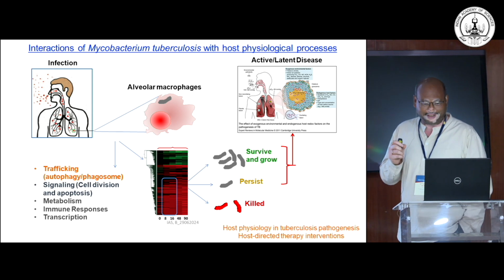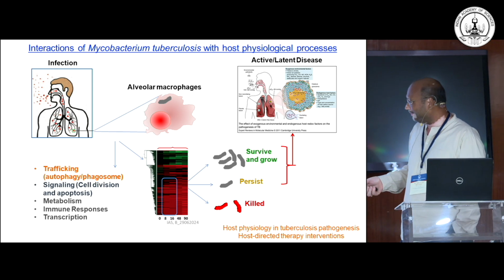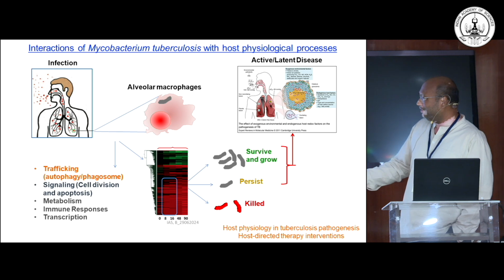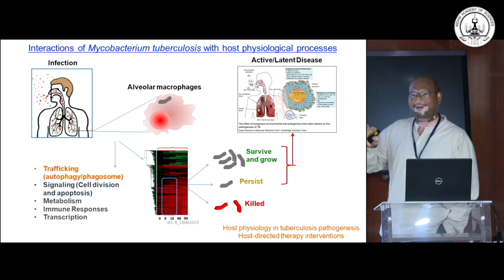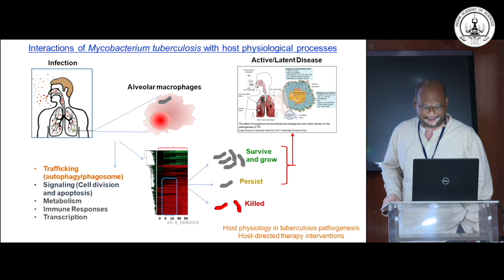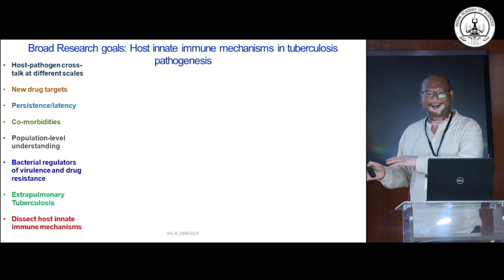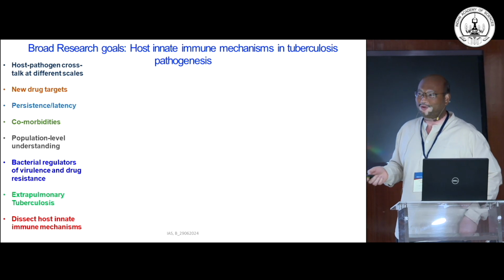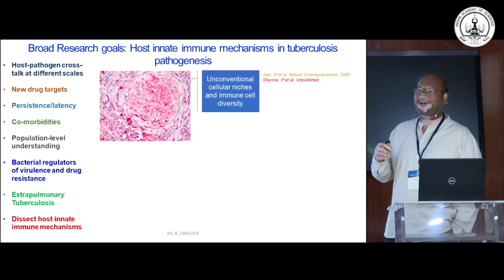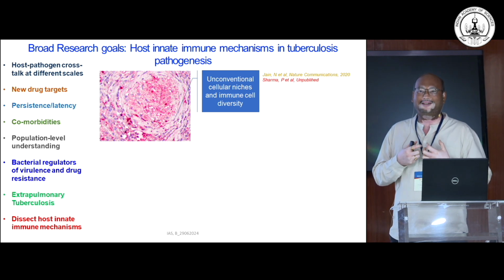So the two points: one is that host physiology plays an important role in tuberculosis pathogenesis, and if you understand it well, you can find ways to modulate and regulate it, and come up with host-directed interventions against tuberculosis. So my lab mostly focuses on the host angle at different scales. We look at tissue levels, where we look at different cell types which are recruited to the lesions where tuberculosis happens. This is called a granuloma.